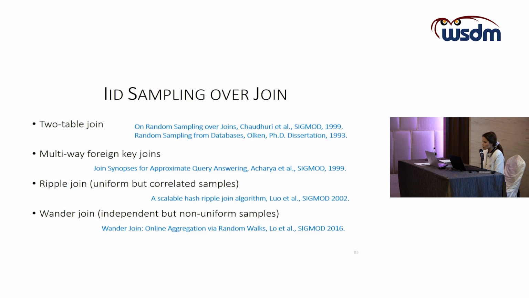Later, the idea of approximate query answering, for example, computing aggregate functions such as sum and average over joins, was studied extensively. Two examples of work are ripple join and wander join. In these cases, again, the approximate query answering is done by obtaining a sample from the join, but neither of these techniques guarantees IID, but they have a way of using non-IID samples for unbiased approximate query answering. For example, ripple join returns a uniform sample, but samples are correlated, and wander join returns independent but non-uniform samples.